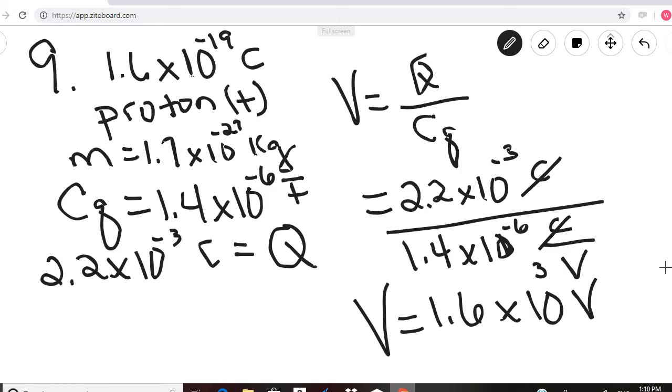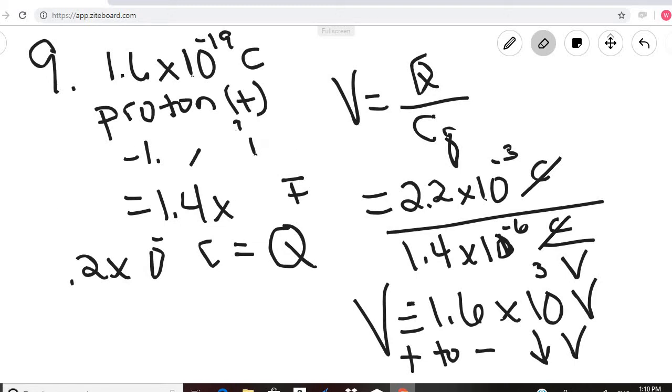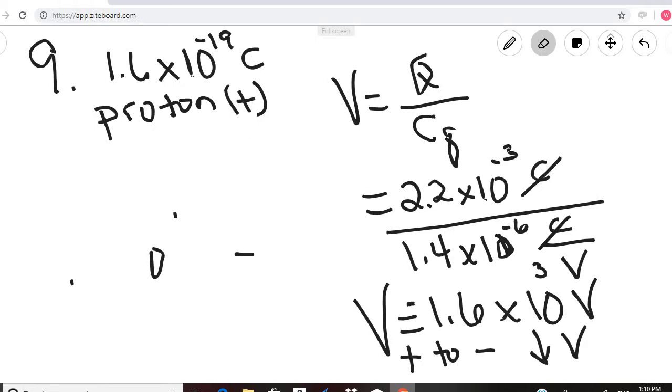Okay, now the other piece of information you need to know is that the problem tells us that it's placed at the edge of the positive plate and it moves toward the negative plate. So if it goes from positive to negative, that means that there is a decrease in electric potential, a decrease in V. So that means that it's going to be a negative 1.6 times 10 cubed volts. Okay, so now that we know that, we can go ahead and figure out the potential energy.